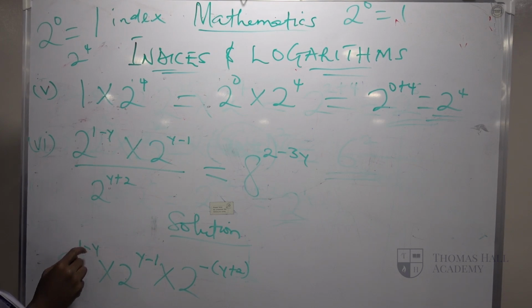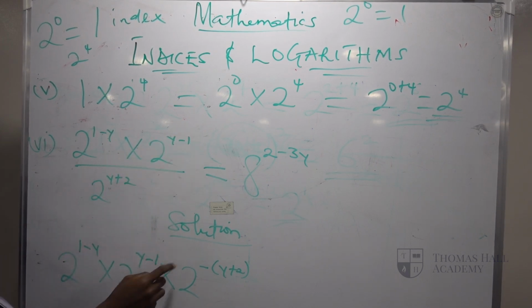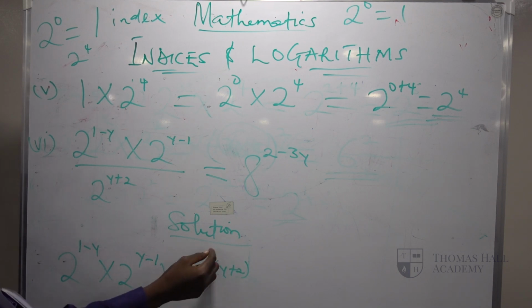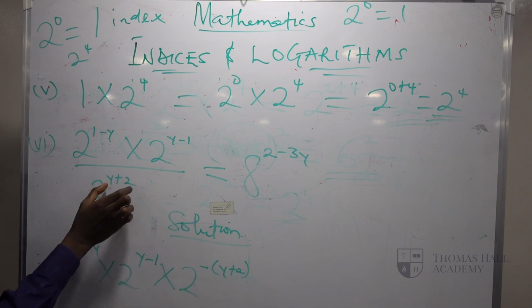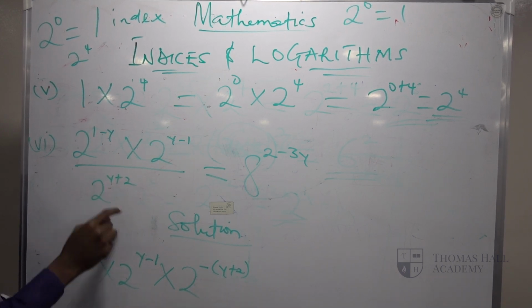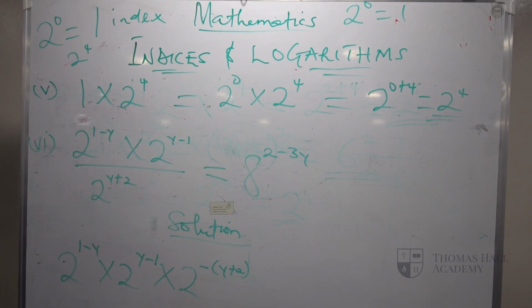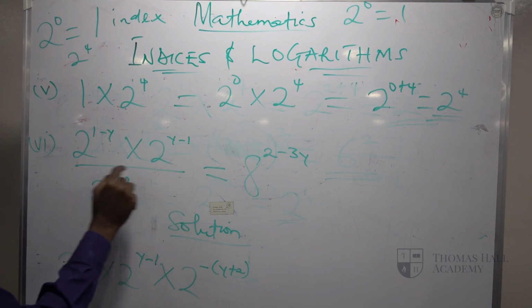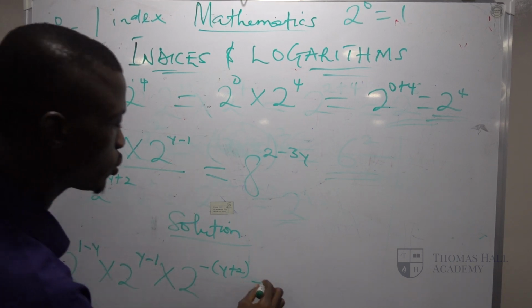2 raised to the power 1 minus y times this, times 2 raised to the power minus, brackets open, y plus 2. We have to open a bracket here and put this in brackets because y plus 2 is just like a single power. But y has a value, and we are going to look for the value of that y. So minus this singular power. We are subtracting the power because of this division sign. I hope you know this line means division. Equals 8.